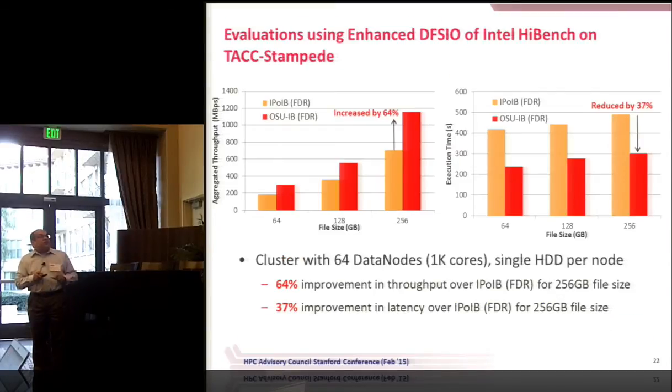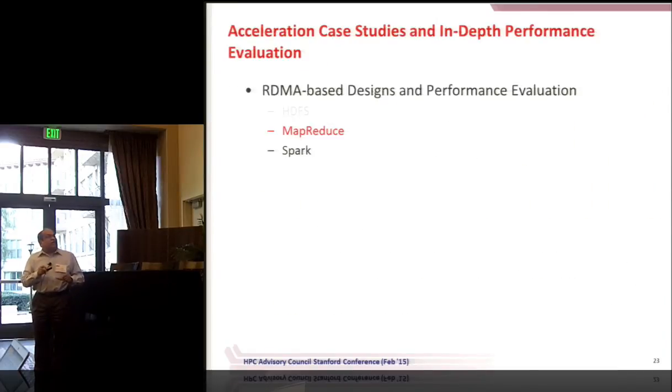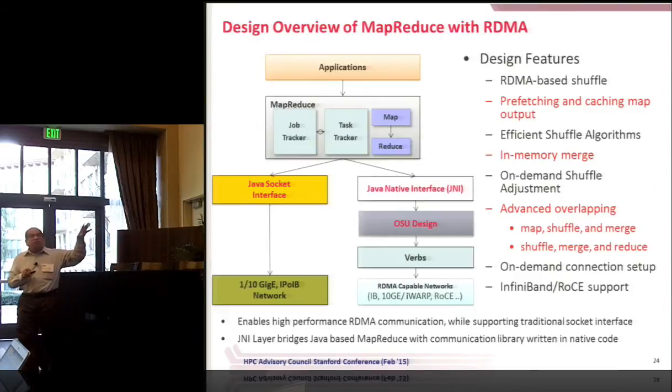So here, this is the number we have run at a little bit larger scale. This has run on the TACC-Stampede system, so it uses FDR. And here we are running on 64 data nodes, around 1,000 cores. And here you can see that we can push the throughput by around 64% and reduce the latency by around 37%.